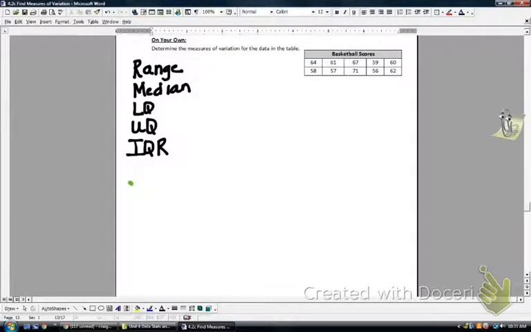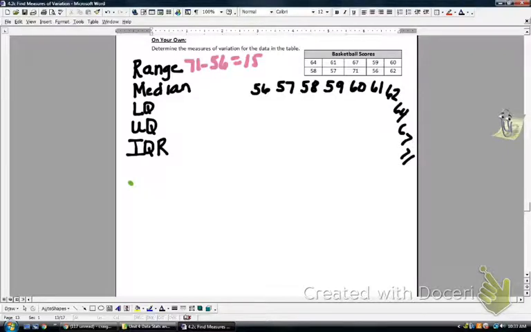Alright, so it says determine the measures of variation for the data in the table shown over here. The measures of variation include the range, median, lower quartile, upper quartile, and then the interquartile range. So I put my data in order from smallest to biggest. I found my range. My range is my big minus my small, and that's 15. And then I'm going to find the rest of those, and you can come back and check your answers.